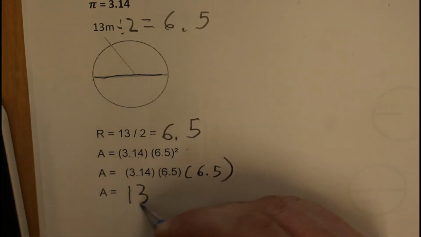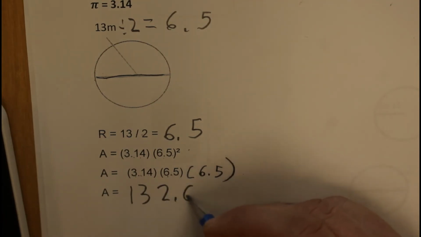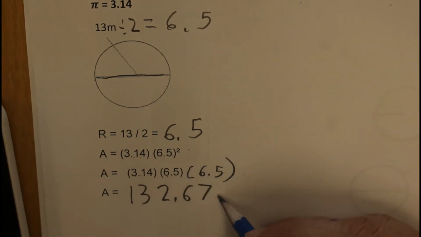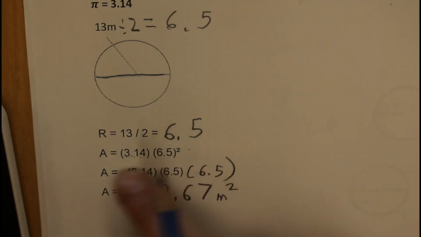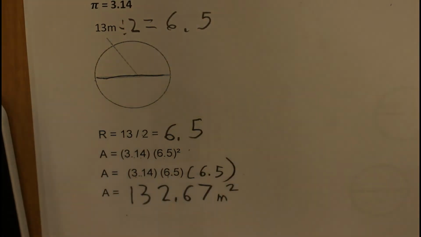132.67. This is meters squared. Because basically what we're doing to find the volume of a cylinder is to find this and then multiply it by the height.